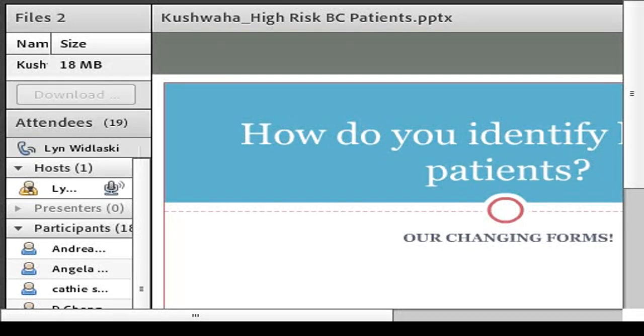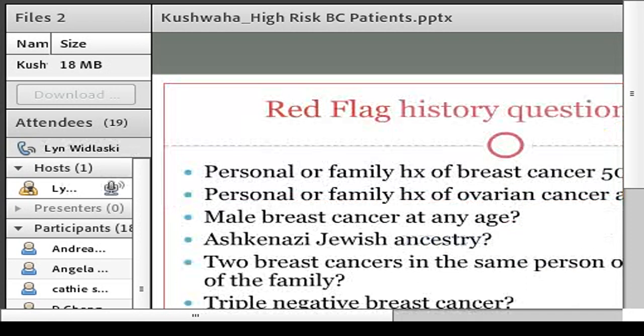And the subset is basically our changing forms, as you will see. But we had a discussion with our genetic counselors, a couple of them that we consulted, and Myriad Genetics, which is the company that runs the BRCA testing, or has the ownership right now. And they came up with 7 to 8 what we call red flag questions that you need to know. These are: is there a personal or family history of breast cancer under 50?